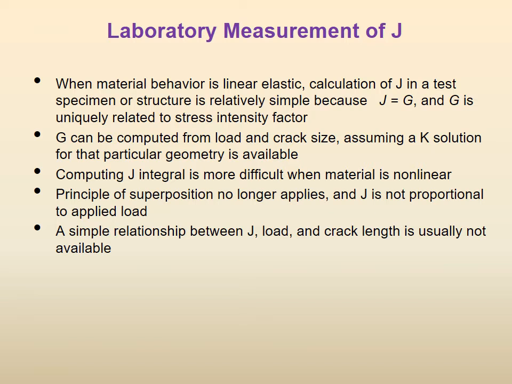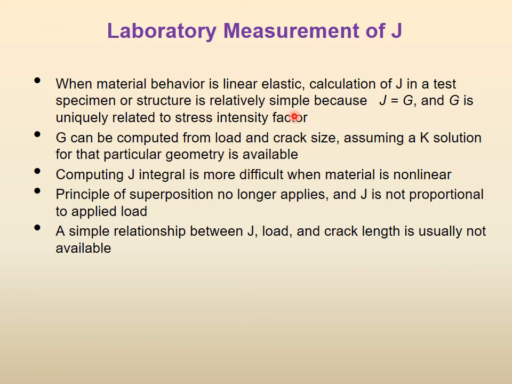And now we discussed the practical measurement of CTOD at the end of the CTOD section. So now the laboratory measurement of J, because J, we told you, is more popular and more successful in handling elastic plastic fracture mechanics. Therefore, we will discuss the laboratory measurement of J a little more than we do for CTOD. When the material behavior is linear elastic, calculation of J in a test specimen or a structure is relatively simple, because J is equal to G, and G is uniquely related to stress intensity factor.